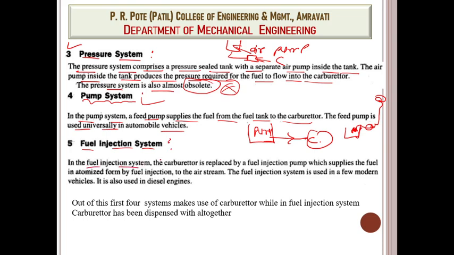Another is the fuel injection system. In the fuel injection system, the carburetor is replaced by a fuel injection pump, as in a diesel engine. This fuel injection supplies the fuel in atomized form by injection into the airstream. The fuel injection system is used in very few modern vehicles. It is also called the diesel engine system. Out of these, the first four systems make use of a carburetor, while in the fuel injection system the carburetor has been dispensed with altogether.